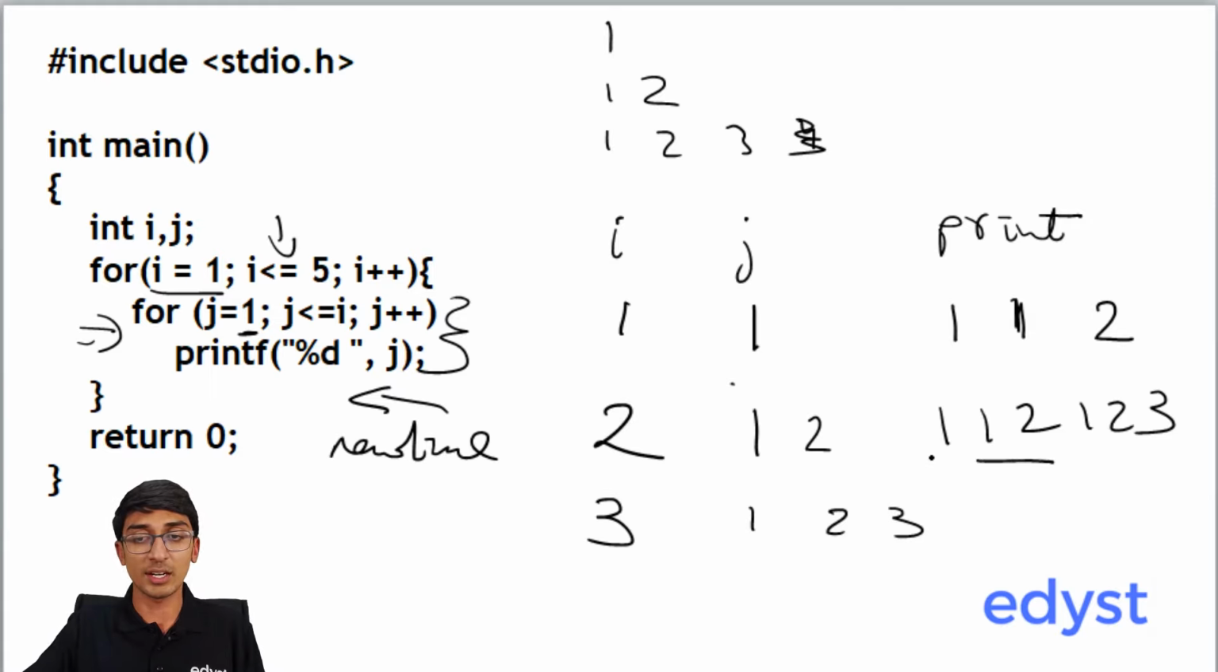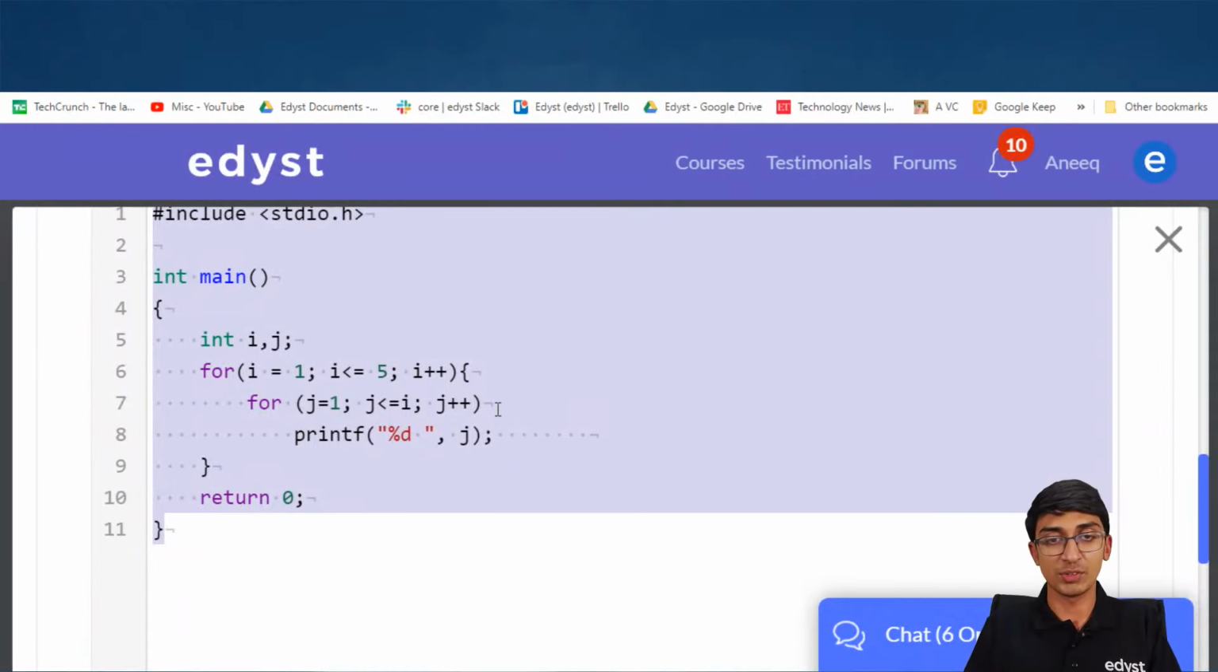The values are correct only, 1 1 2 1 2 3, they are correct values, but they should just be printed on a new line every time we're going ahead. So let's just make that change and see if that is what works out. So let us make that change over here.